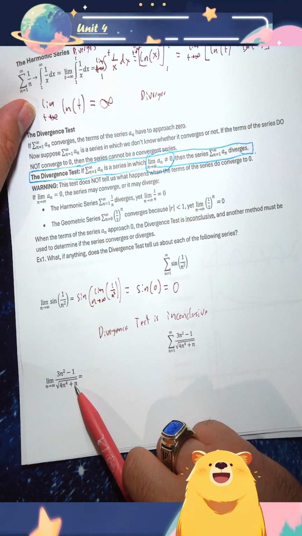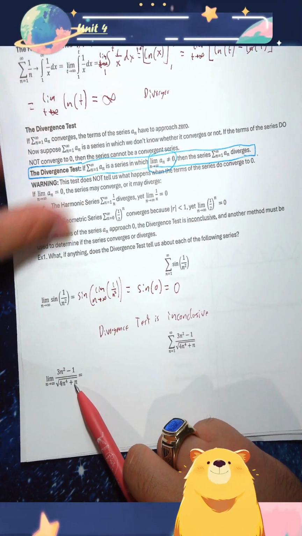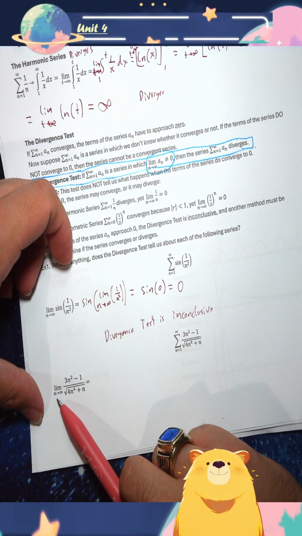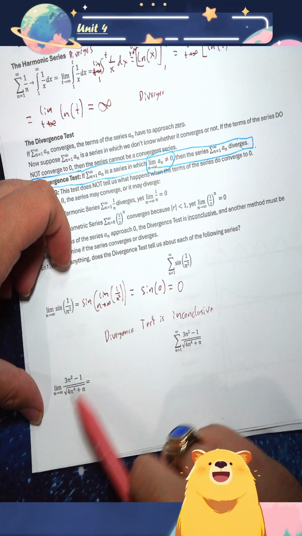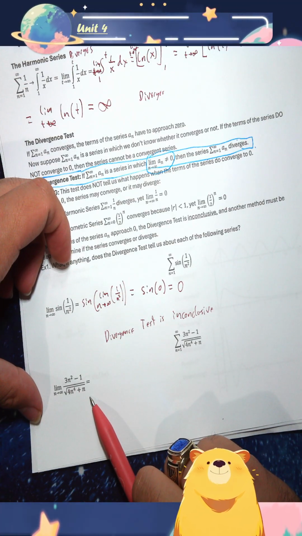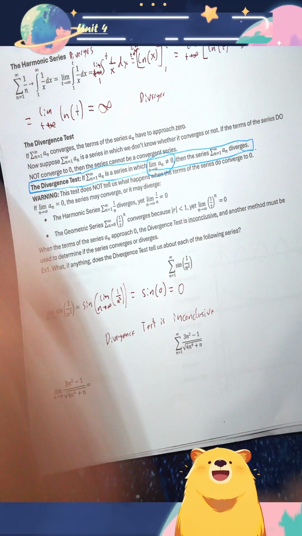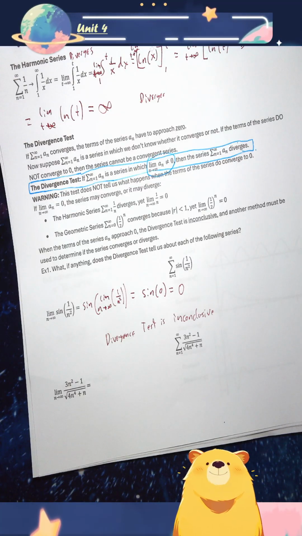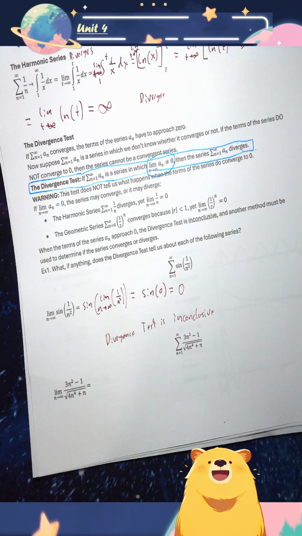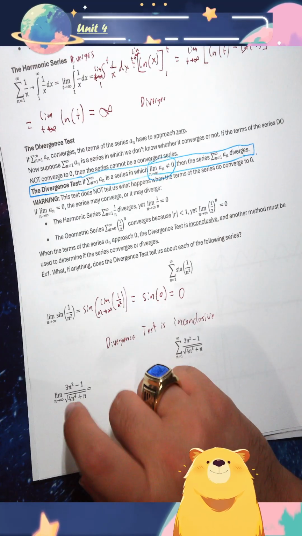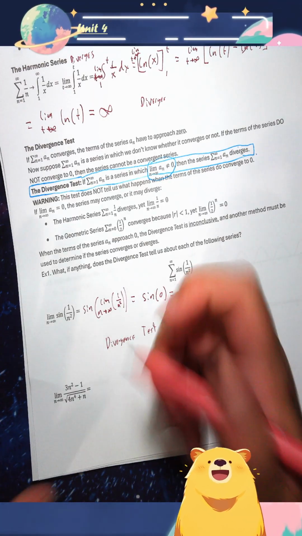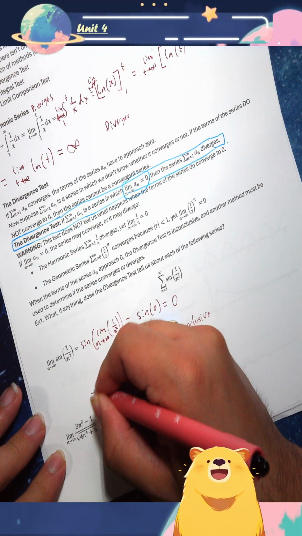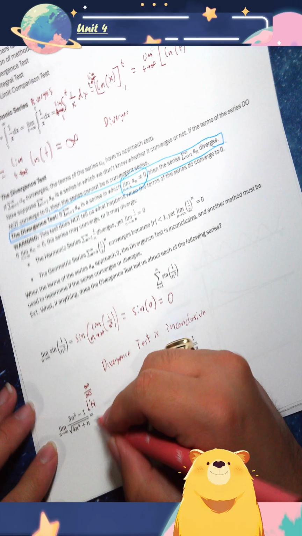Let's go ahead and tackle this one. Now, this, technically, is a polynomial on top and a polynomial on the bottom. What we can do with this is evaluate it using L'Hospital's, because both the top and the bottom will go towards infinity. So L'Hospital's because of infinity over infinity.